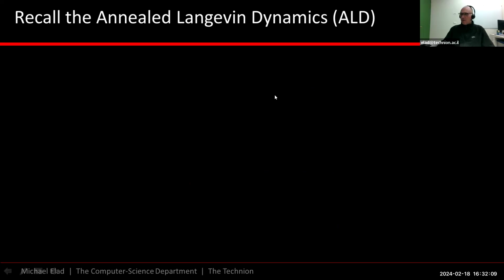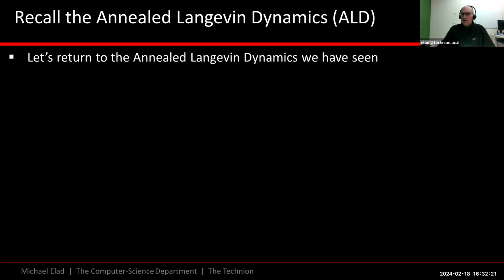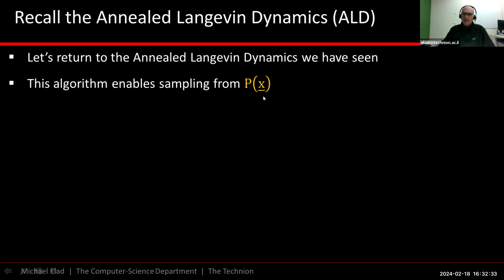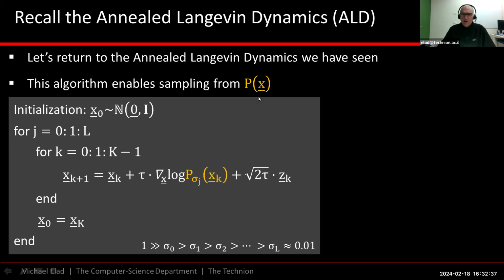And at the moment, I would like to just motivate the general concept of guidance and what kind of guidance can we expect to see. So let's start with a specific type of diffusion model. I'm starting with ALD, annealed Langevin dynamics, but it doesn't have to be. It could have been DDPM just as well, or DDIM for that matter. You have such an algorithm that aims to sample from P of X, the probability density function of, in our case, images. Here is the algorithm.